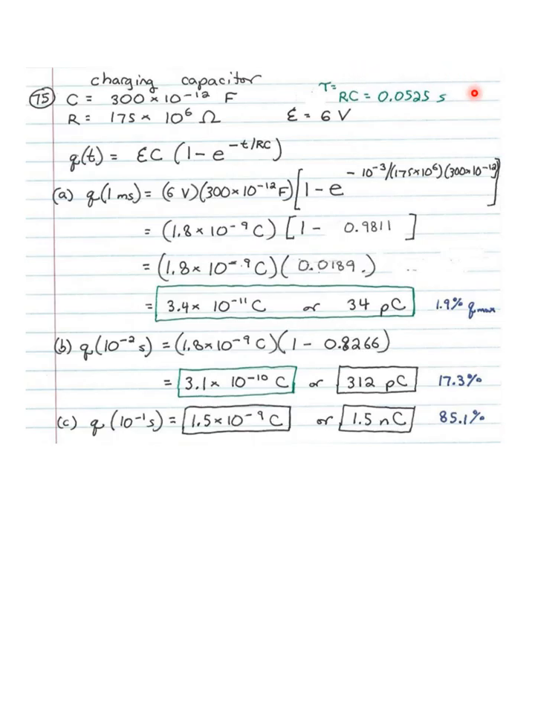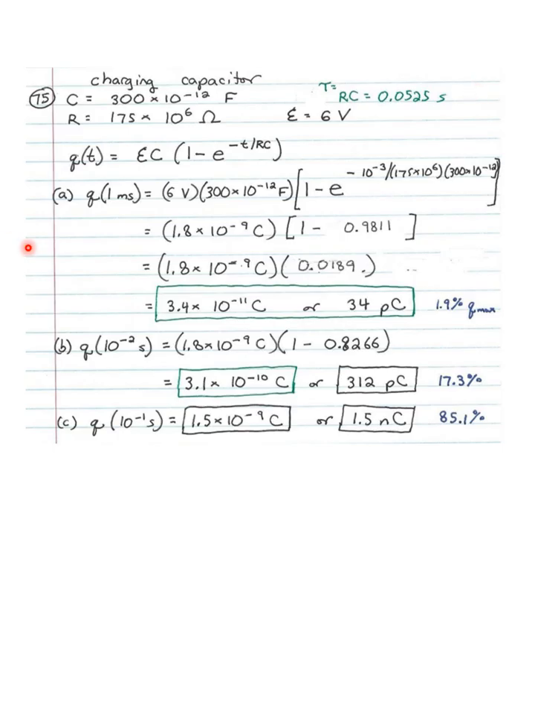This gives us a ballpark estimate of what timing we are expecting here. That is 52.5 milliseconds, about 53 milliseconds. It's going to ask about what's happening after 1 millisecond. Well, that's not that much time. Part B is going to ask about 10 milliseconds, which is a fraction of a time constant, and then 100 milliseconds.